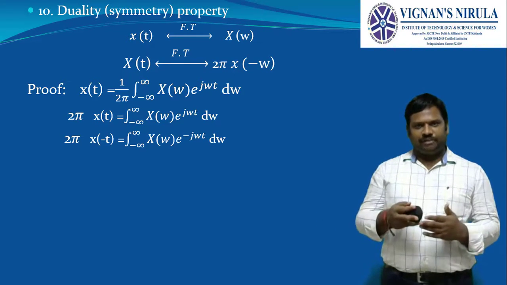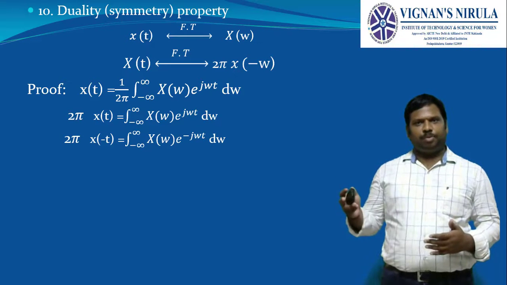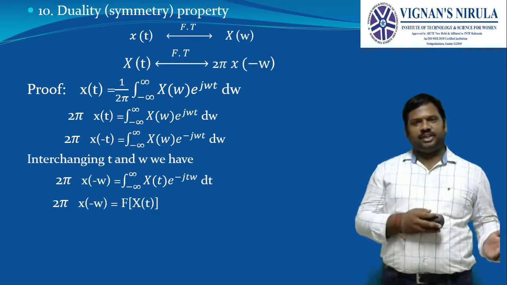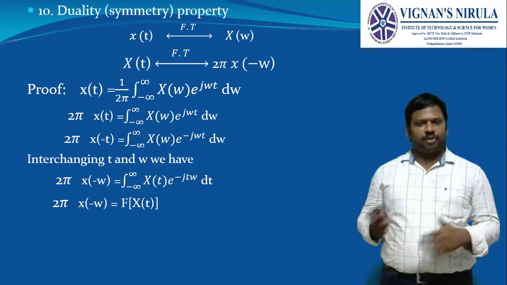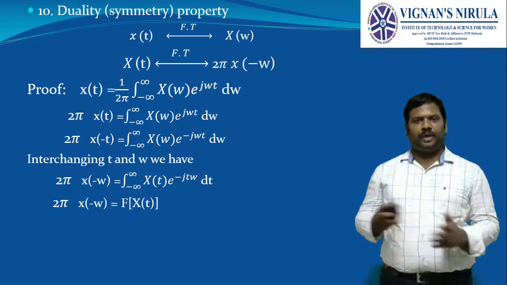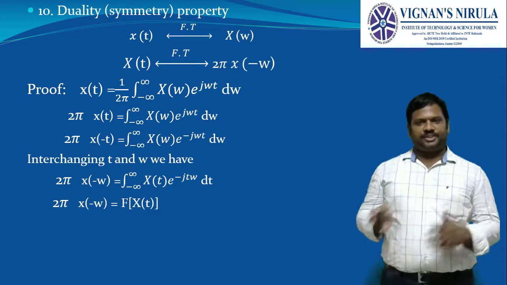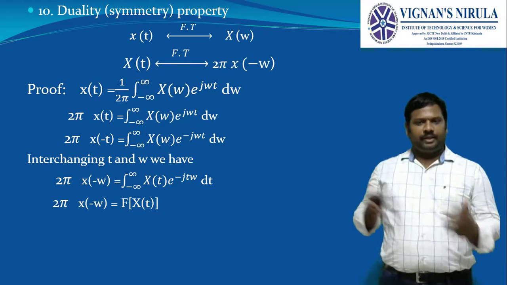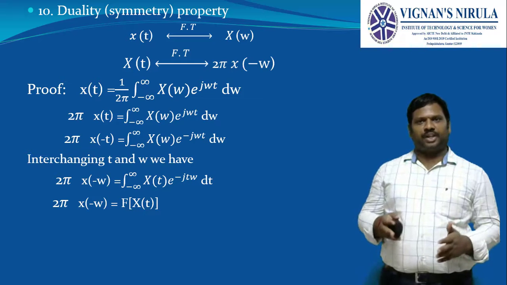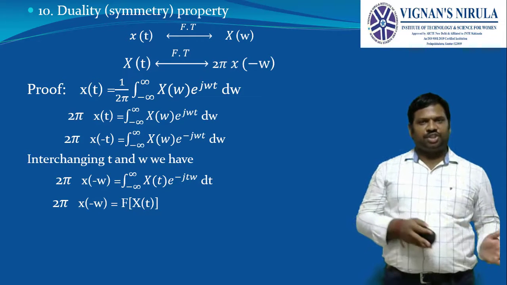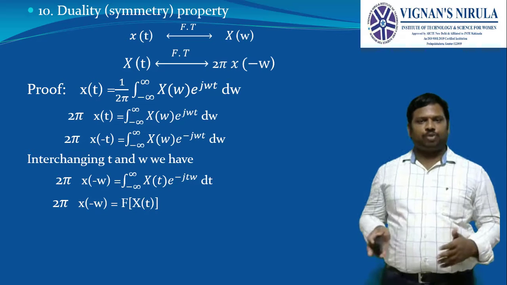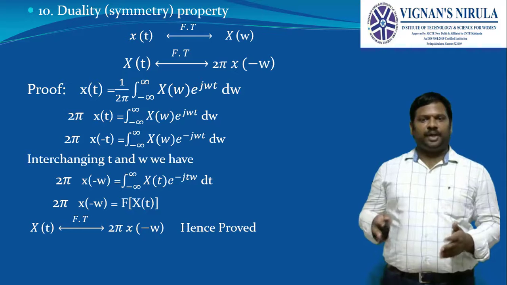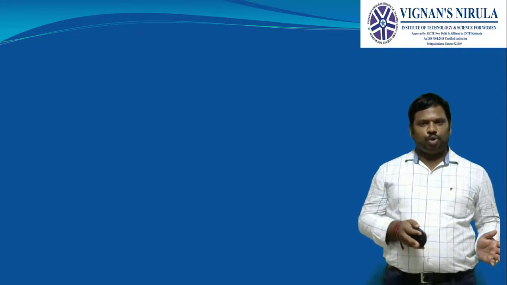Then take the 2 pi to this side and write 2 pi x of t as this integral. Now replace t with minus t. That means e power j omega t will be written as e power minus j omega t. Then interchange t with omega and omega with t. Therefore, the left side will become 2 pi x of minus omega. On the right side, we have the integral of capital X of t e power minus j t omega dt. The right side is nothing but the Fourier transform of capital X of t, which is 2 pi into x of minus omega. That is the duality property: capital X of t has Fourier transform 2 pi into x of minus omega.